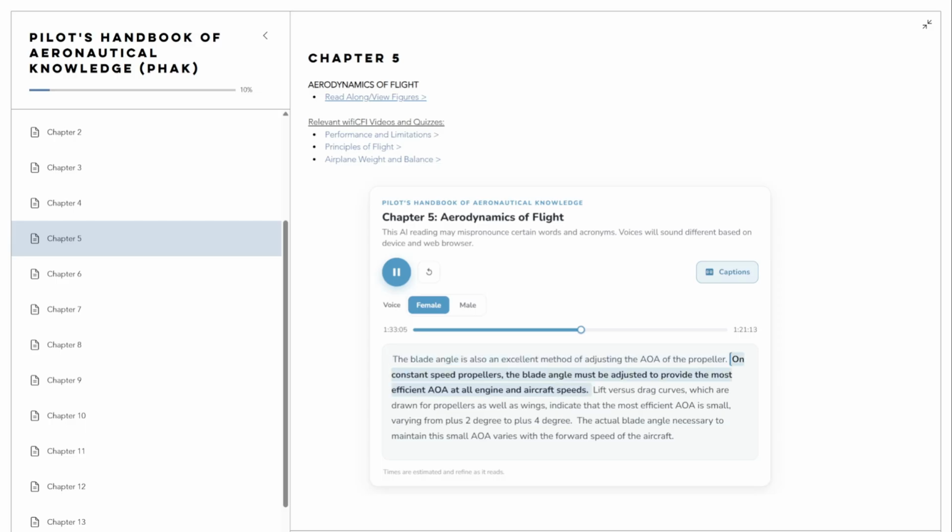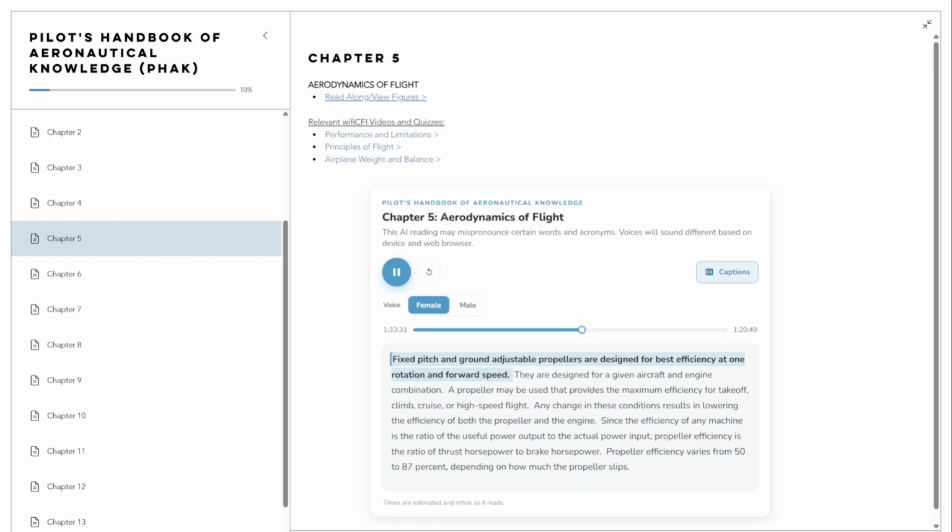On constant speed propellers, the blade angle must be adjusted to provide the most efficient AOA at all engine and aircraft speeds. Lift versus drag curves, which are drawn for propellers as well as wings, indicate that the most efficient AOA is small, varying from +2 degrees to +4 degrees. The actual blade angle necessary to maintain this small AOA varies with the forward speed of the aircraft.